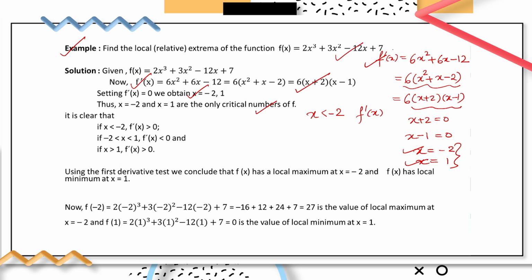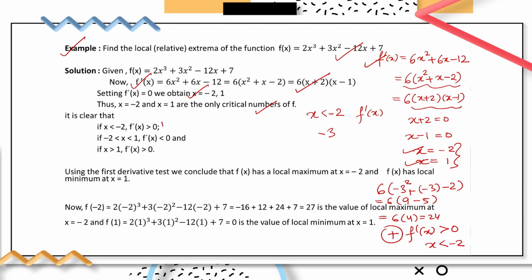By substituting a value less than minus 2, say minus 3, we get 6 into (minus 3 square plus minus 3 minus 2). So this turns out to be 6, 3 into 3 is 9, and minus 3 minus 2 is minus 5, so 6 into 4, that is 24. That means f dash x for values less than minus 2 is positive, f dash x is greater than 0.